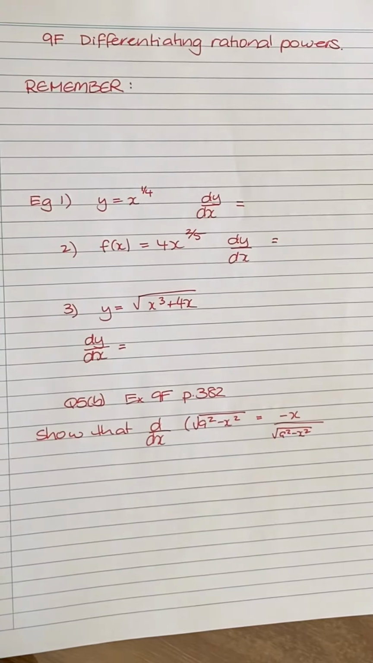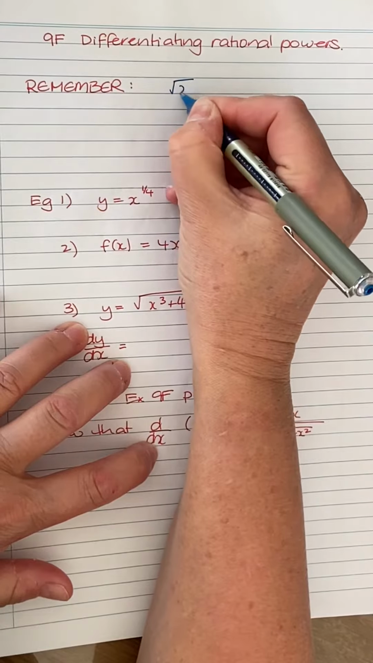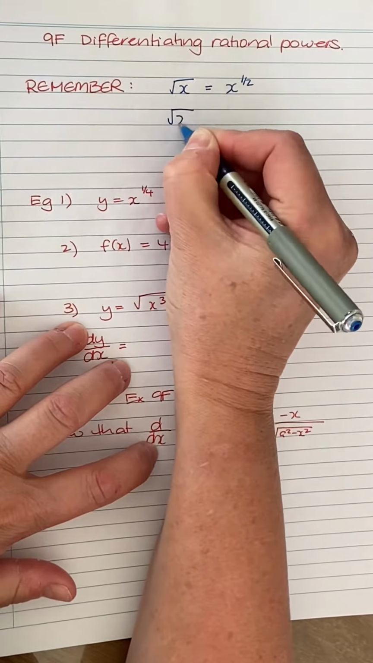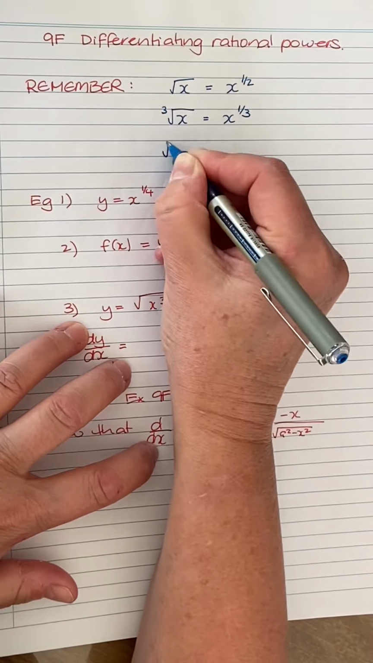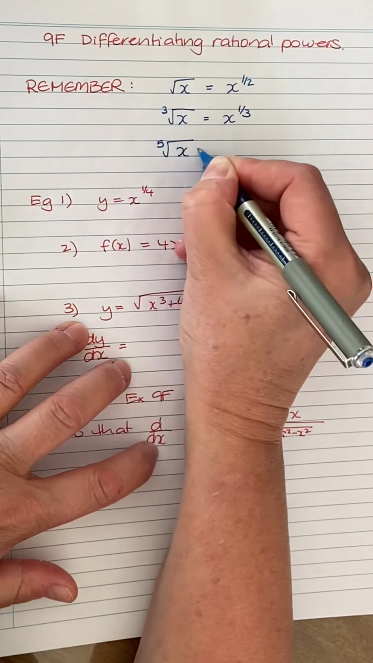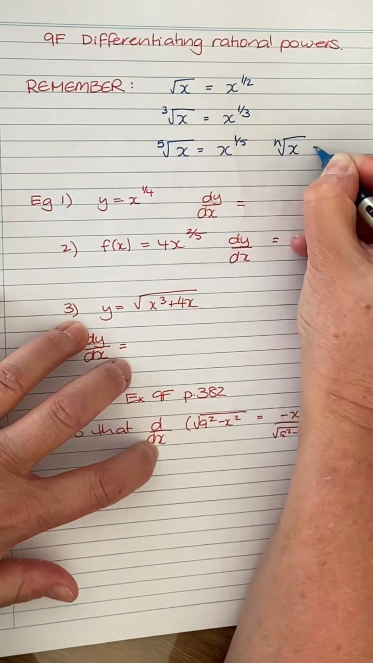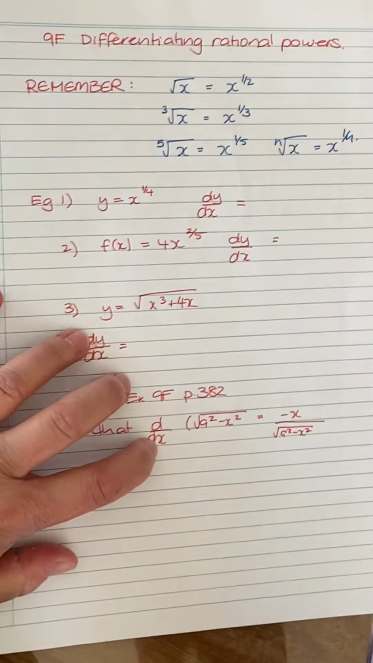So heading into 9F, there's a few things we need to remember. First of all, if we have the square root of x, we can write that as x to the half. If we had the cube root of x, that's x to the 1/3. If we had the fifth root of x, it's x to the 1/5. So if we had the nth root of x, it's x to the 1 on n. And that's something you're going to need when we're talking about rational powers.